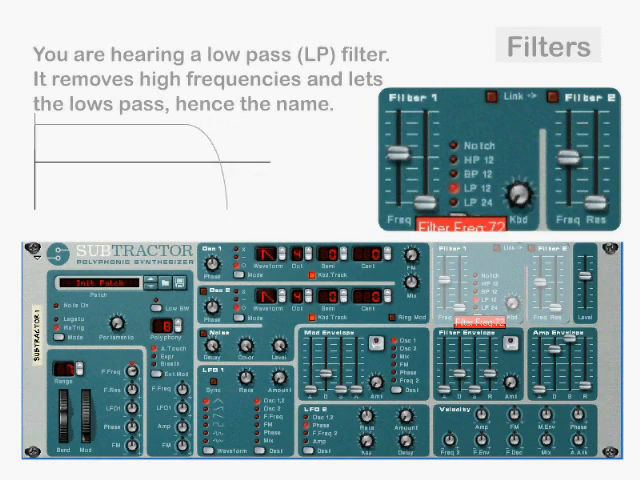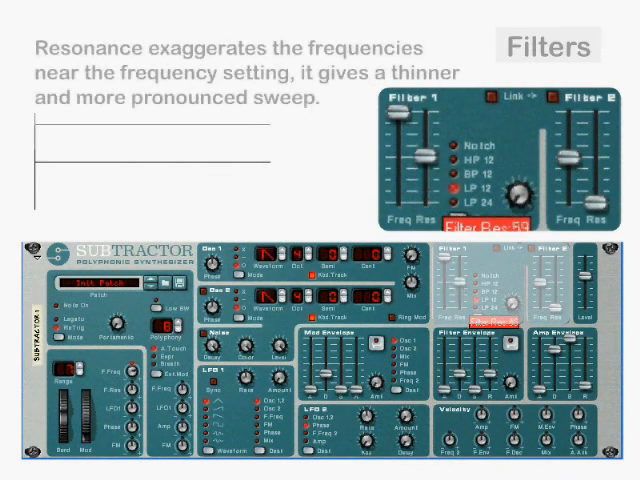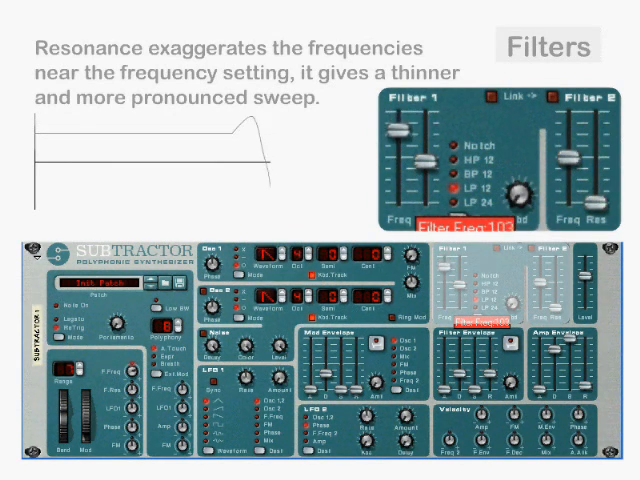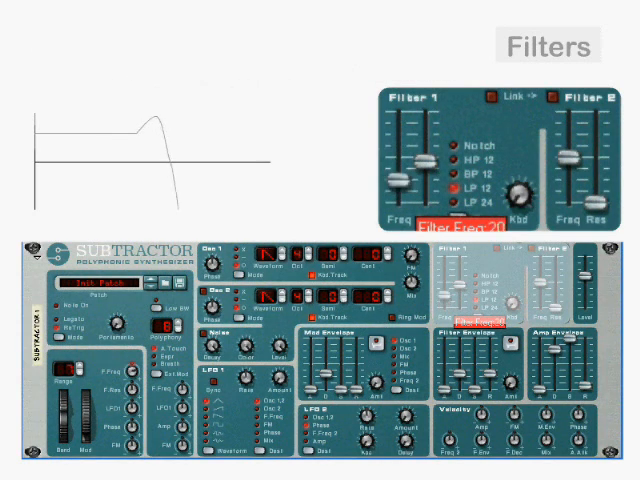You're hearing a low pass filter. It removes the high frequencies and allows the lows to pass, hence low pass. Resonance exaggerates the frequencies near the frequency point. It gives you a more pronounced sweep effect.